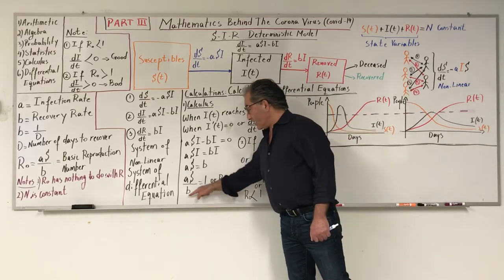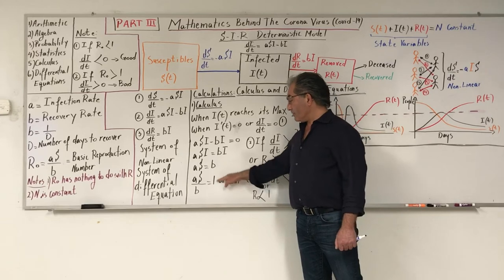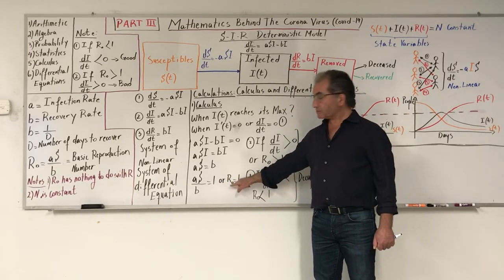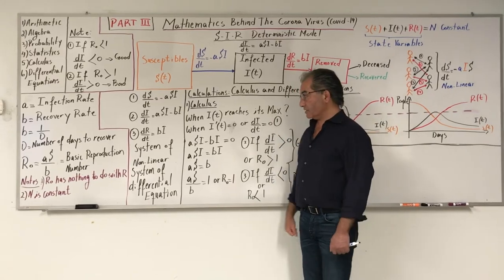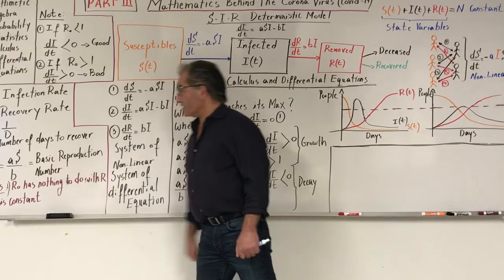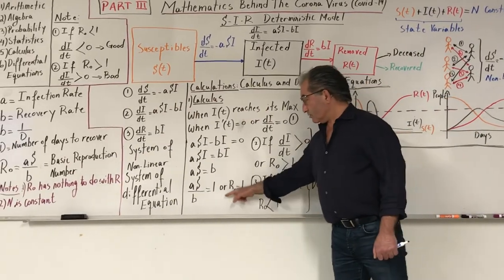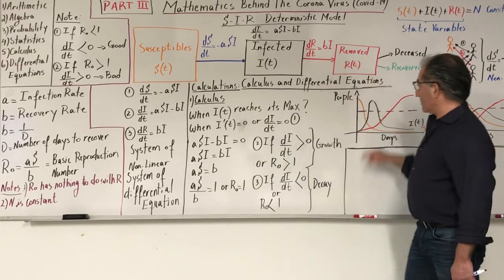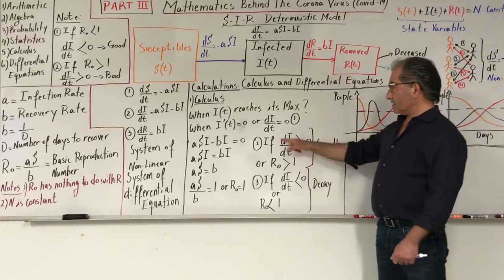But what is this a times s divided by b? We call that R0, or R naught. Sure, we have heard that from the news all the time. That's called the basic reproduction number. Now, once this equals 1, or R0 equals 1, we're at the peak because the derivative equals 0. But what can happen?